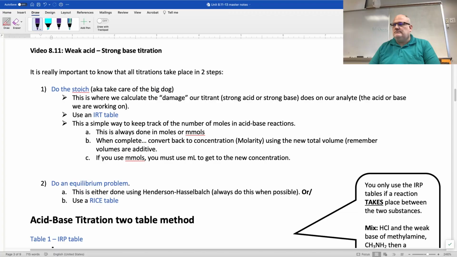So today we're going to dive a little bit more into titrations, and specifically we're going to deal with a weak acid being titrated by a strong base. So let's just jump right in. It's incredibly important to know that all titrations take place in two steps.